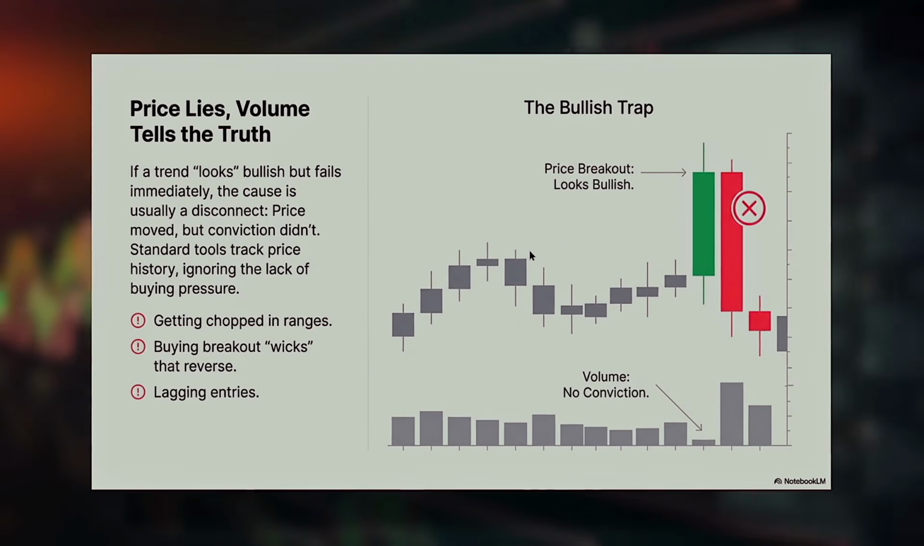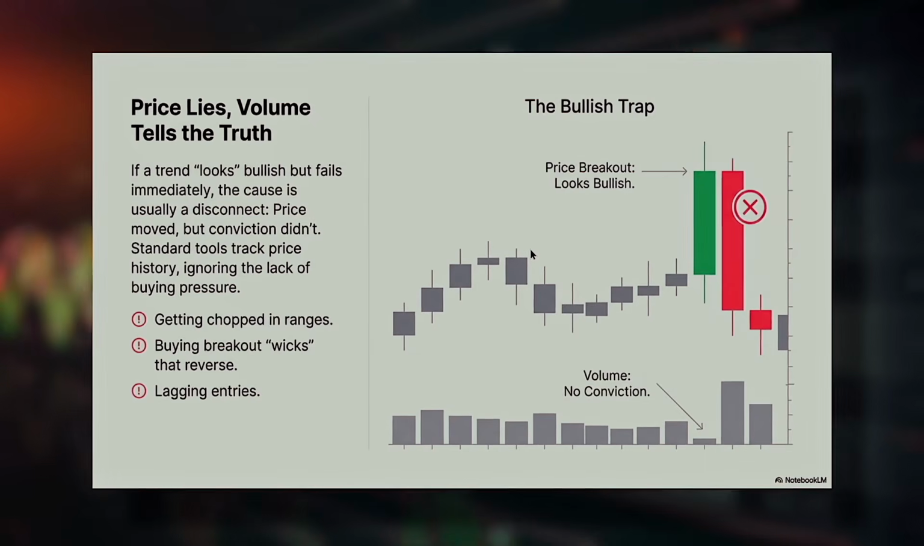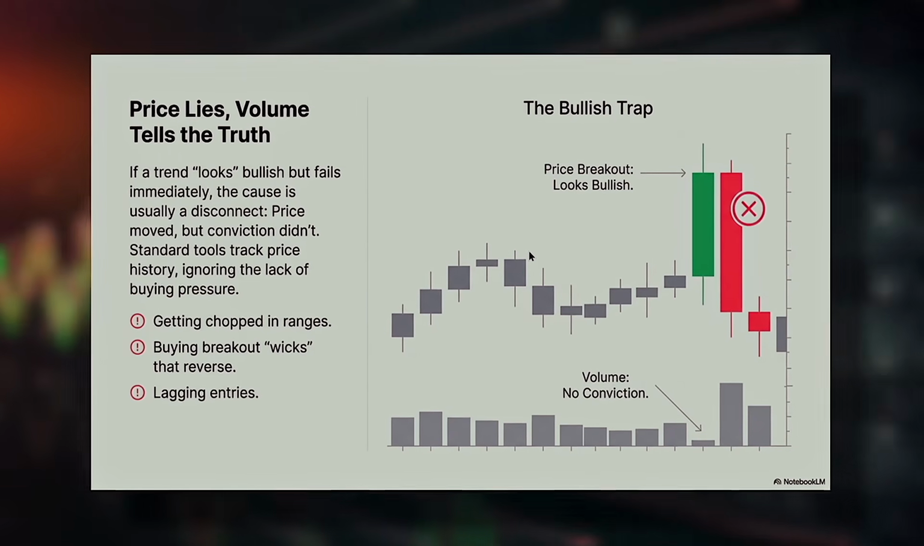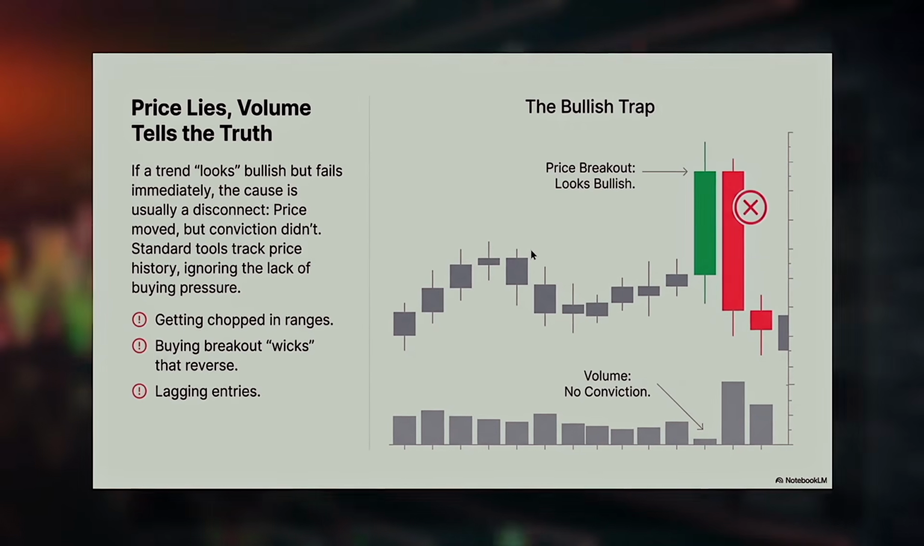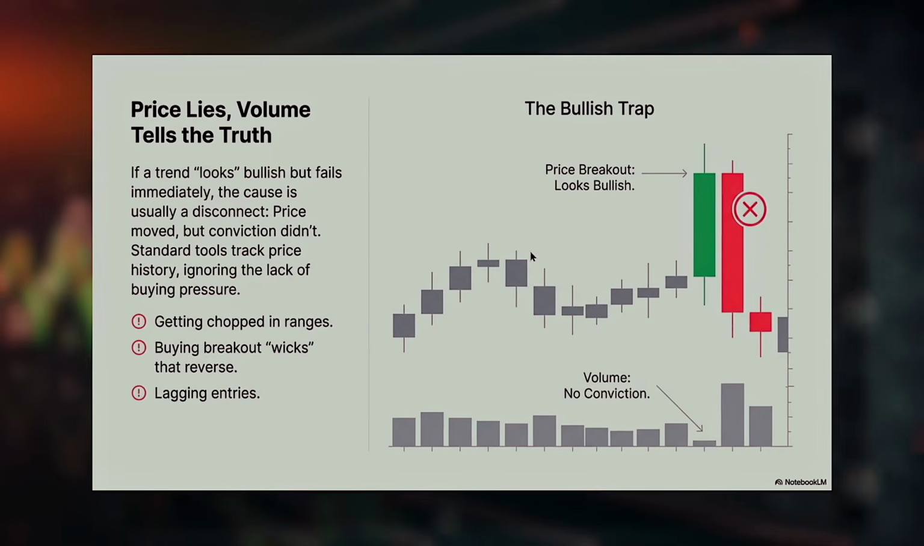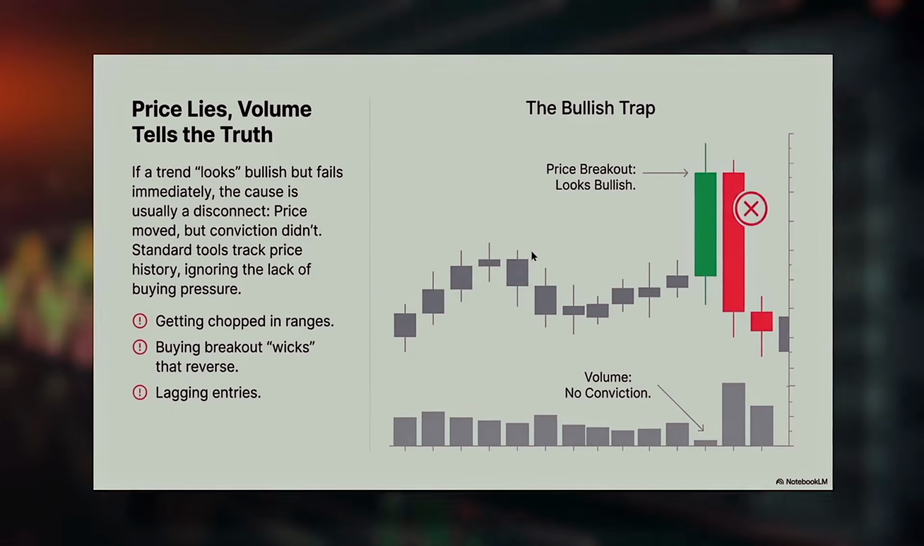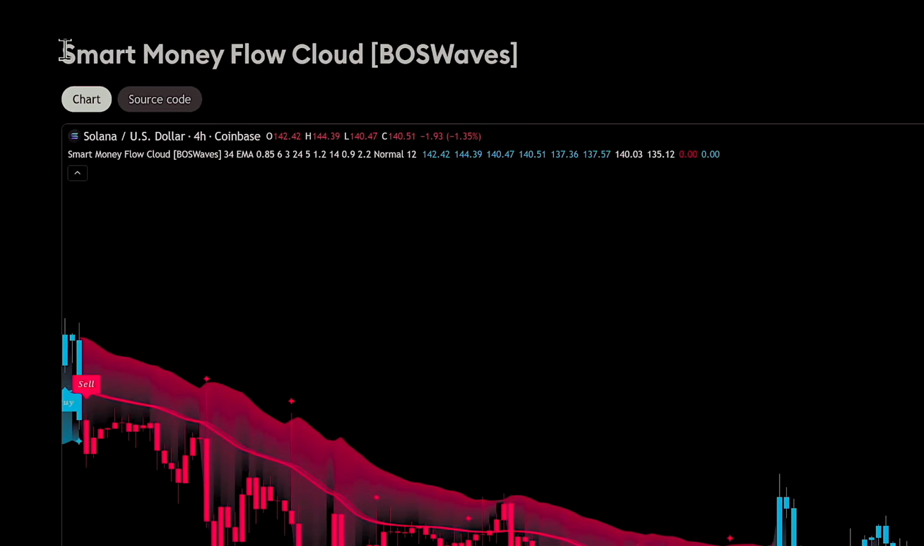That's why traders get chopped up during ranges, get into breakouts too late, and get trapped by false reversals that look perfect for 2 candles and then completely fall apart. Today we're fixing that with the Smart Money Flow Cloud.